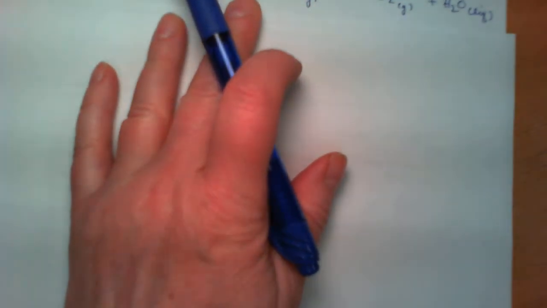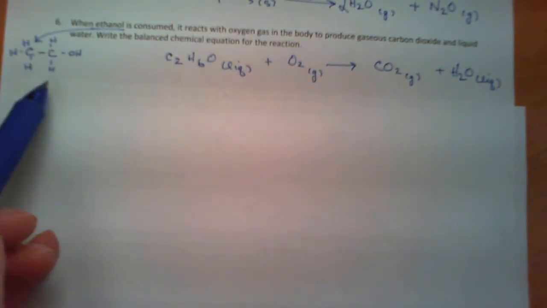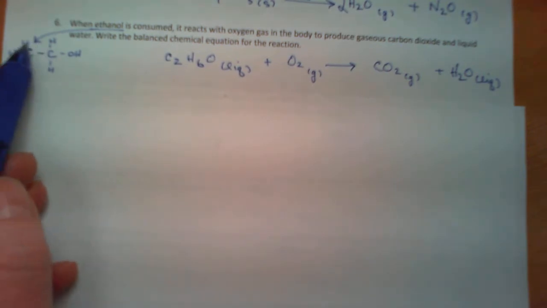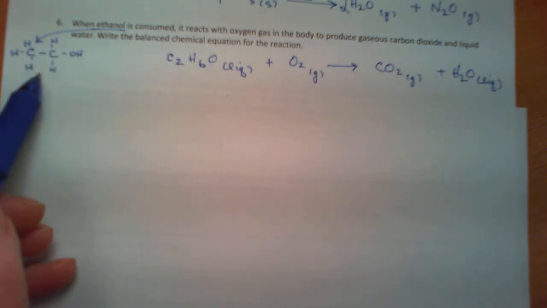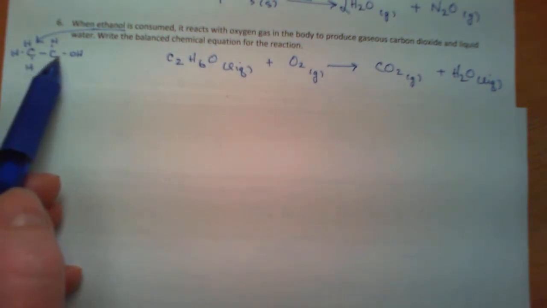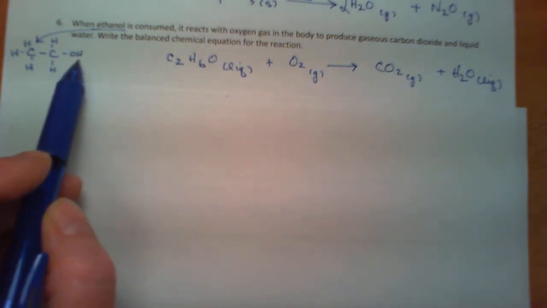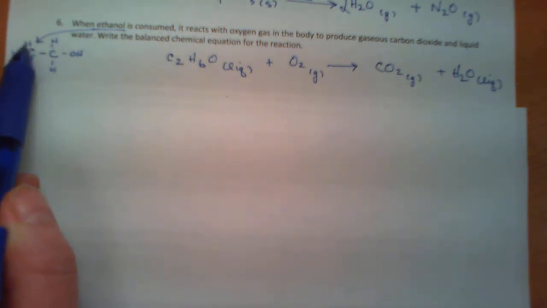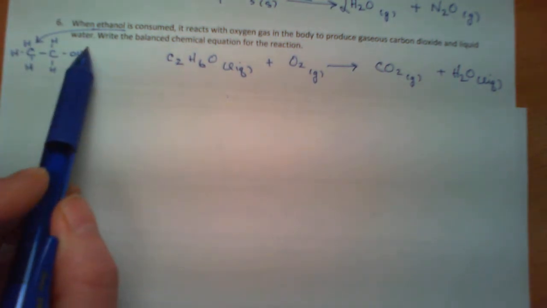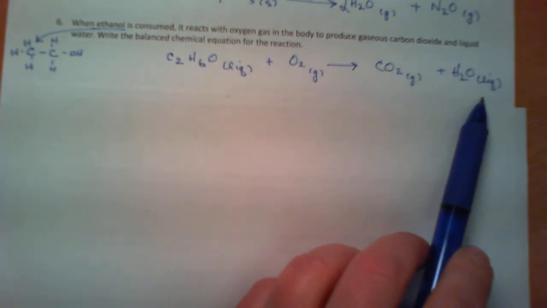Ethanol. So I showed you what methanol was. I showed you what methanol is. Ethanol is ethane, where that would be an H. Ethane, knock off the H and replace it with OH, so now it's ethanol, which is C2H6O. Liquid with oxygen makes carbon dioxide and water.